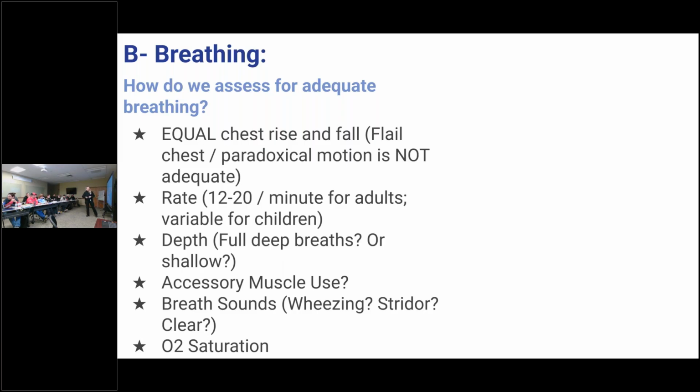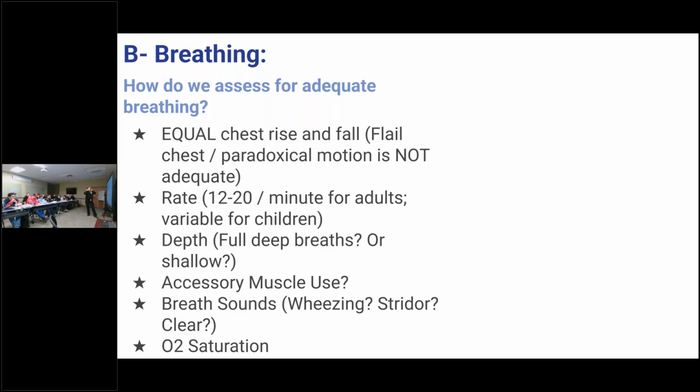Sorry. We want to look at their breathing depth. So are they taking full, nice deep breaths, or are they breathing kind of shallow and not getting that full, nice deep breath? Are they using accessory muscles? That could be an indication that we don't have adequate breathing. They're really struggling to get that breath in and using those muscles to help with that.